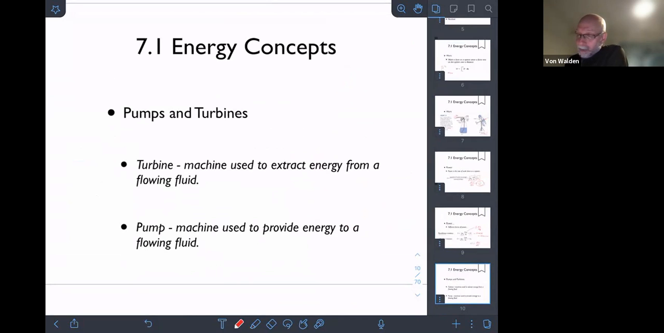And just a couple other definitions here. A turbine is a machine used to extract energy from a flowing fluid, whereas a pump is going to provide energy to a fluid. So you're going to see these two terms when we finally get done with the derivation of the energy equation. You're going to see that the pumps and the turbines are on opposite sides of the equation, because in one case, the pump is putting energy into the system, and in the other case, the turbine is going to take it out.